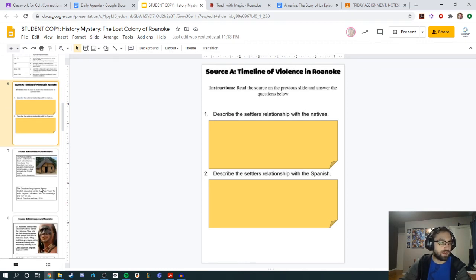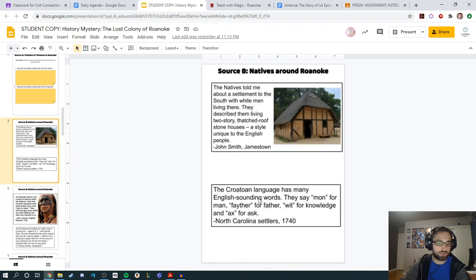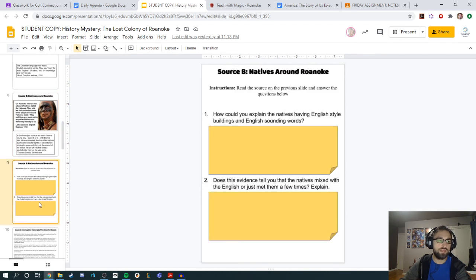All right, so that's source A. Source B, natives around Roanoke. Source B is 4 different quotes from people talking to the natives around Roanoke. It's over 2 slides, so slides 7 and 8 are both source B. So read those and then answer the questions 1 and 2 for source B on slide 9.